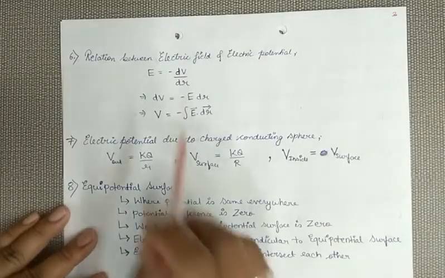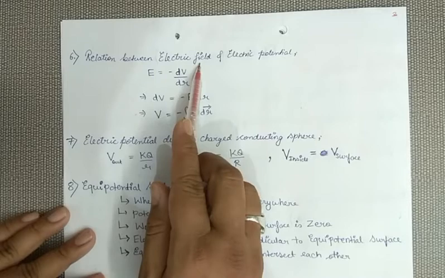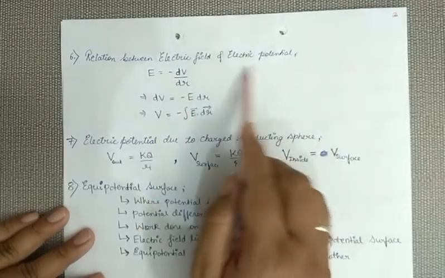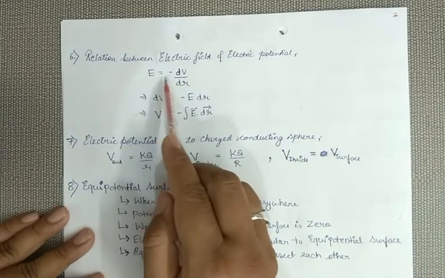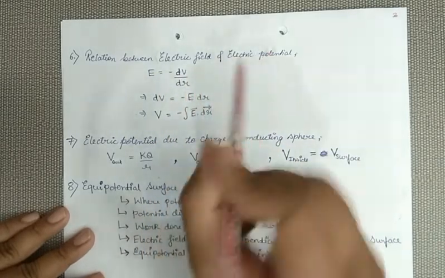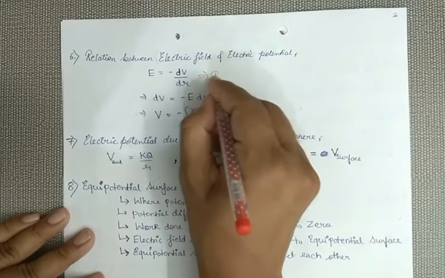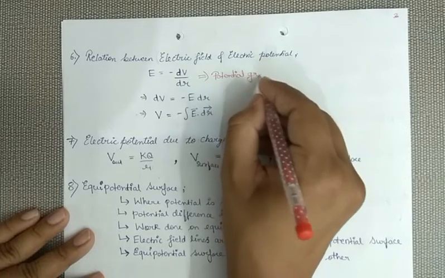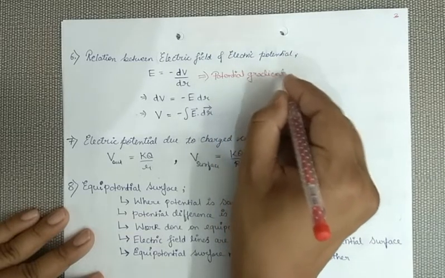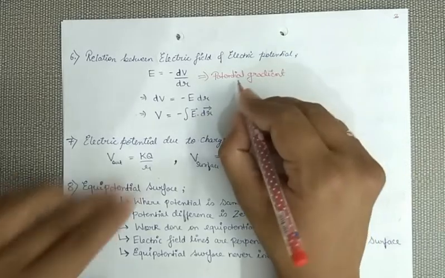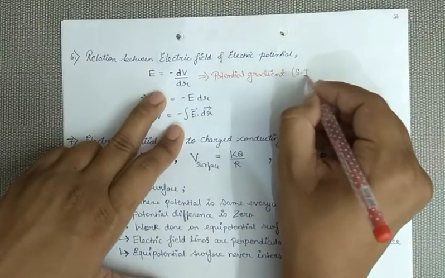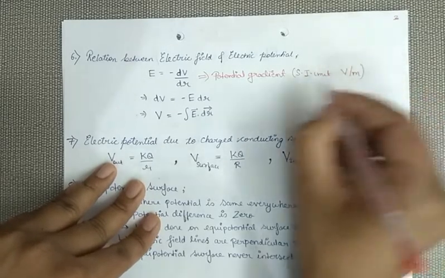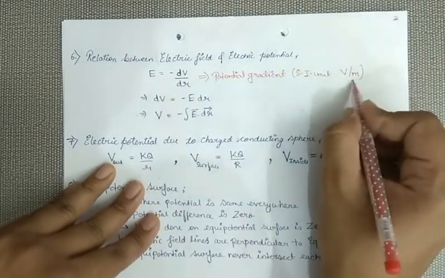So next comes the relation between electric field and electric potential. Electric field is given as E and potential is given as V. So the relation is E equals minus dV by dr. This term is known as the potential gradient. So many times you will encounter this term, potential gradient. So potential upon distance, and because of this the SI unit of electric field is also sometimes written as volt per meter. Because of this V by R, it is given as volt per meter.